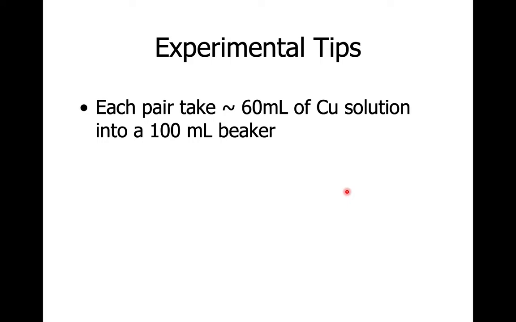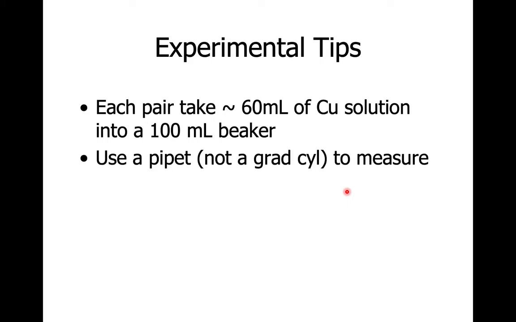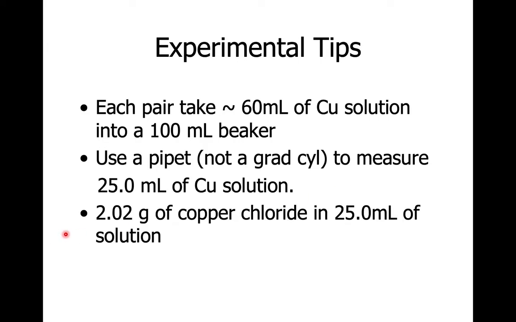Each pair will take about 60 mLs of copper solution in a 100 milliliter beaker. You'll use a graduated pipette, volumetric pipette to pull this out, and that's how we know we're going to get exactly 25.00 mLs of the solution. This solution will contain 2.017 grams of copper chloride in 25.00 mLs of the solution.